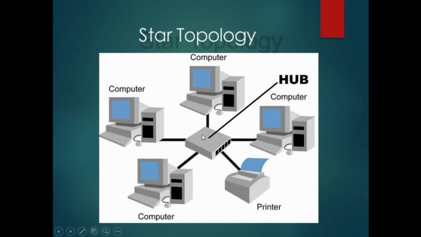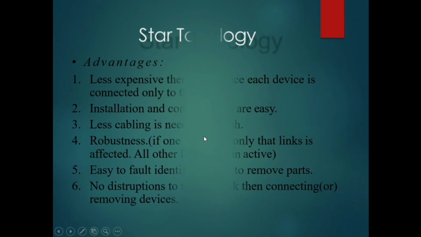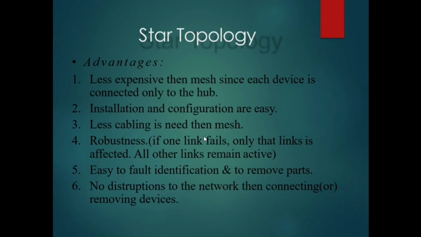Here you see this one is the hub, or we can put a server here. This server will connect every PC and peripheral device like printer, computer, laptop and any other devices, connected together with this hub or central server, so that the star topology is formed. The shape of this topology is like a star, so we call it star topology. Now we have some advantages of a star topology: less expensive than mesh since each device is connected only to the hub.